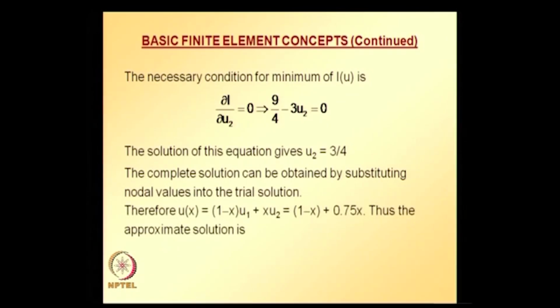Therefore, the approximate solution, after substituting the u1 and u2 values into the trial solution that we started out with and simplifying, turns out to be u equal to 1 minus 0.25 x, and you can also take the derivative of this, which turns out to be minus 0.25.